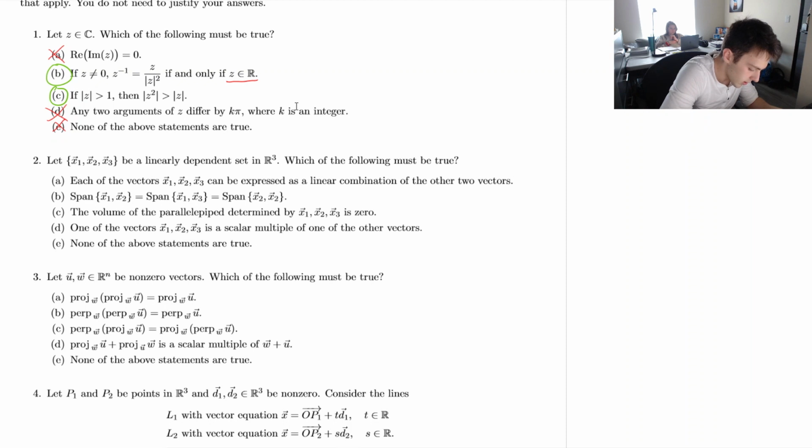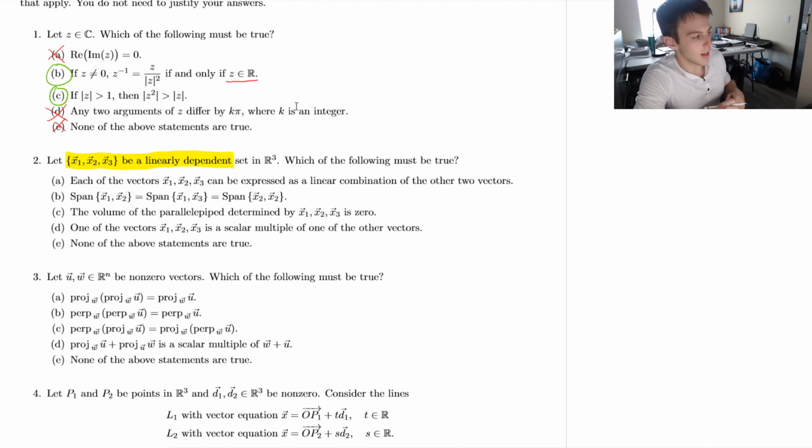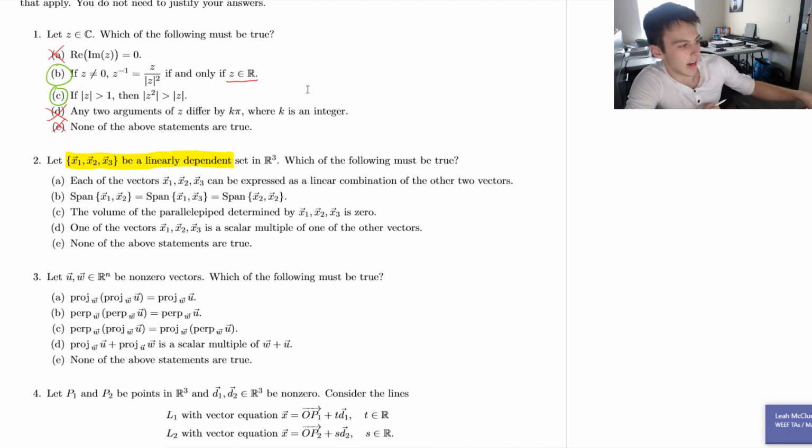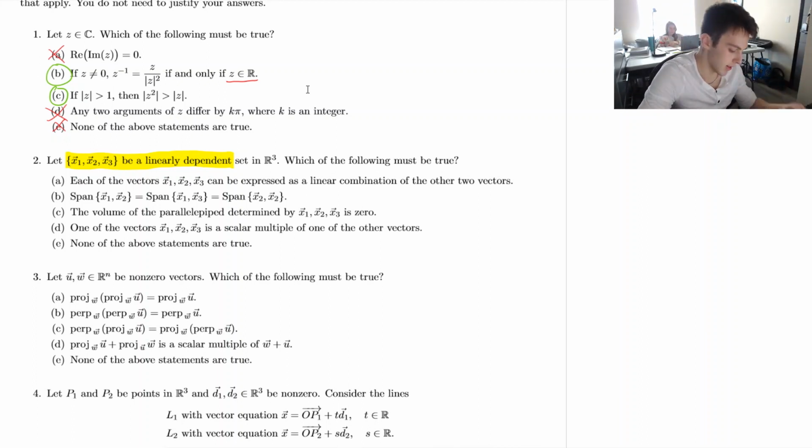Linearly dependent means that some of these vectors can be represented as a linear combination of the other vectors in the set. So question A says each of the vectors x1, x2, and x3 can be expressed as a linear combination of the other 2 vectors. If we can think of an example of a set that is linearly dependent, except we can't come up with a linear combination of the other 2 vectors for one of the vectors, then we can show that this is false. And it's best to show this with an example.